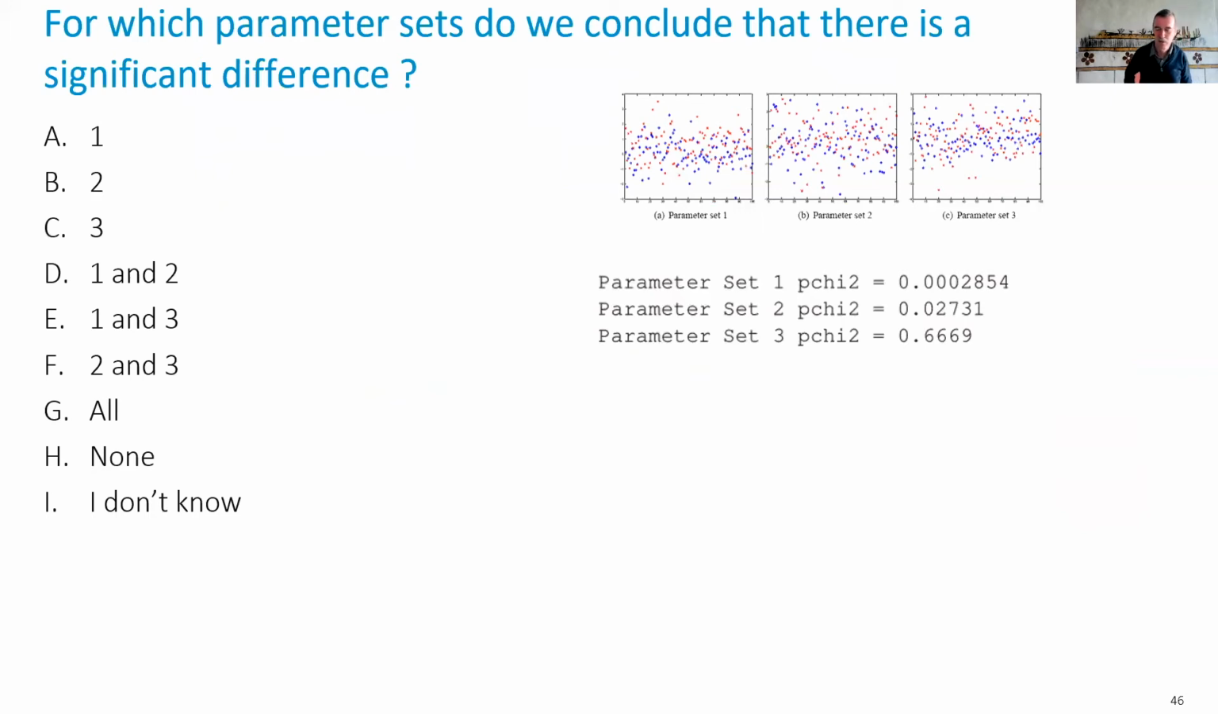By the way, if I do those computations, for which of the parameter sets will I conclude that red is significantly different than blue?